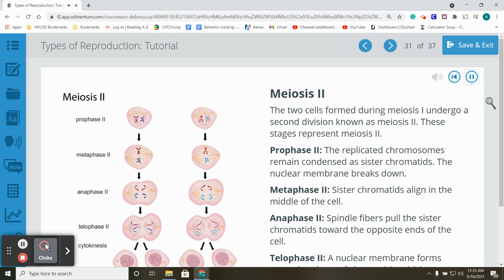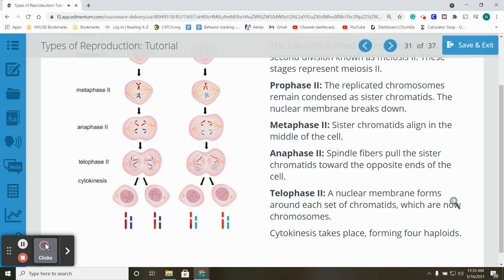Meiosis 2. The two cells formed during meiosis 1 undergo a second division known as meiosis 2. These stages represent meiosis 2. Prophase 2. The replicated chromosomes remain condensed as sister chromatids. The nuclear membrane breaks down. Metaphase 2. Sister chromatids align in the middle of the cell.